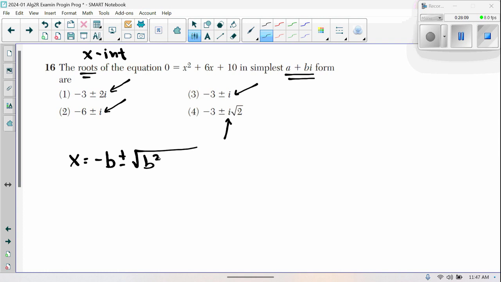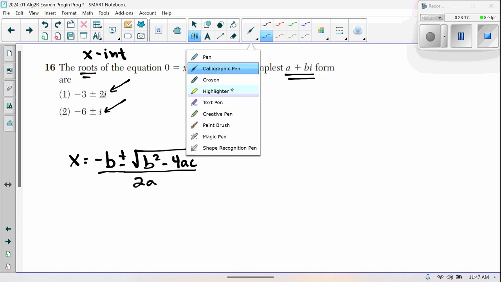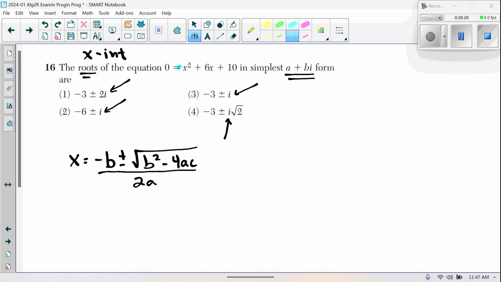Negative b plus or minus the square root of b squared minus 4ac all over 2a. I've just got to figure out what's my a, what's my b, and what's my c. My a, that's a 1, kids. If that x squared is there by itself, that's a 1. My b is a positive 6, and my c is going to be 10. So the c is going to go here, the 10. The b is going to go in 2 spots. Always use parentheses. And my a is going to go right down here.